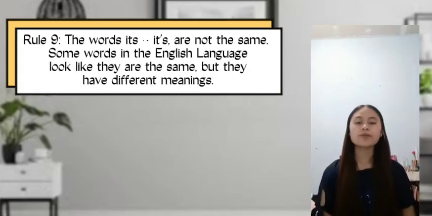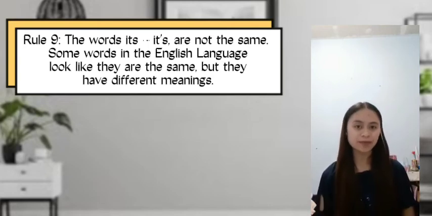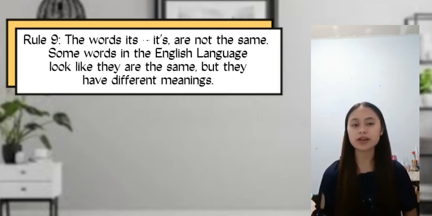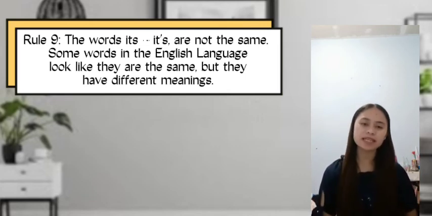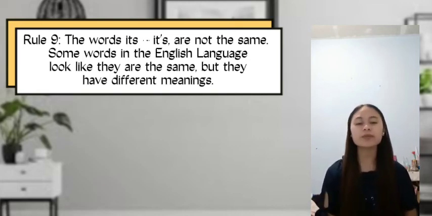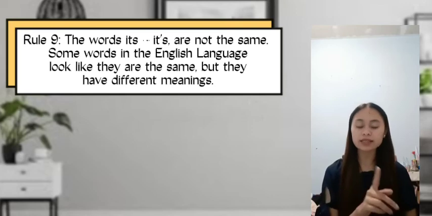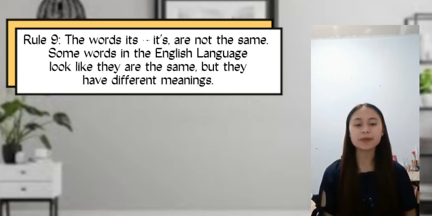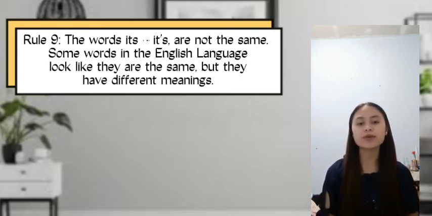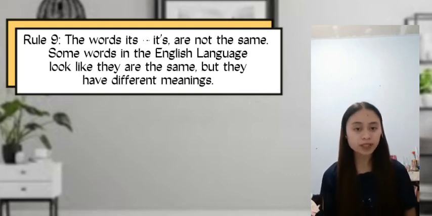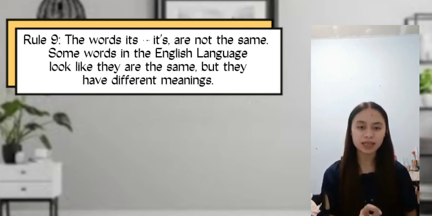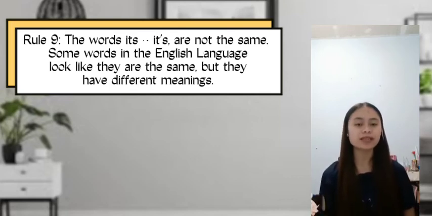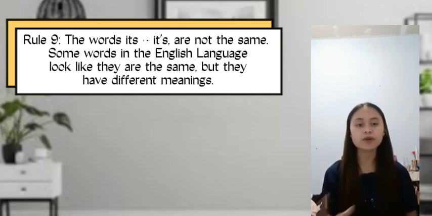Okay? The words its and it's with apostrophe are not the same. So some words in the English language look like they are the same, but they have different meanings and different usage. So here are the main differences between its and it's with apostrophe. So its, without apostrophe, is a possessive determiner that is used to say that it belongs or refers to something. While it's, with apostrophe, is the short form of it is. So it is used to mention previous things.